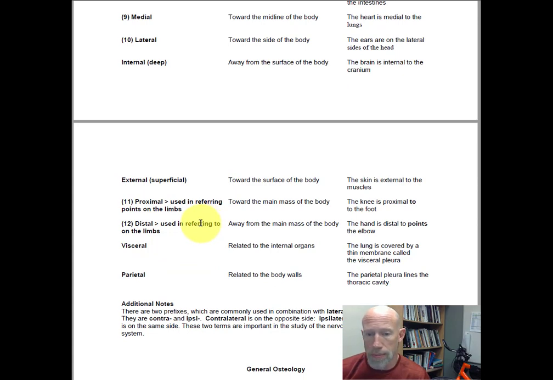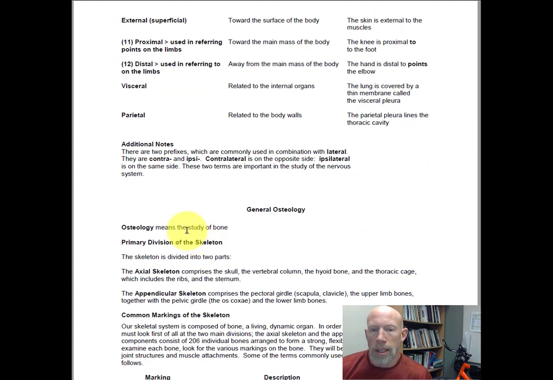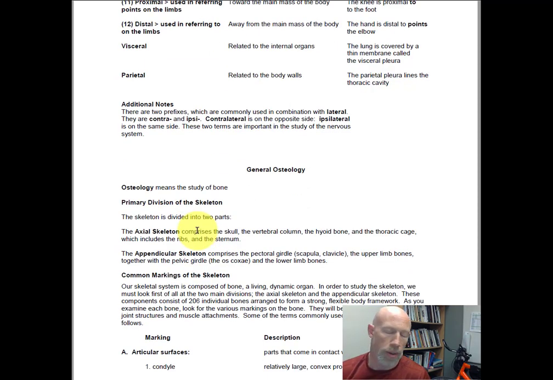As I said, they're all pretty descriptive, so I will let you go through that on your own. A couple of notes here about contralateral and ipsilateral. Just read that again. Make sure you understand that, so that when you're reading something and it uses that term, you know what it means.